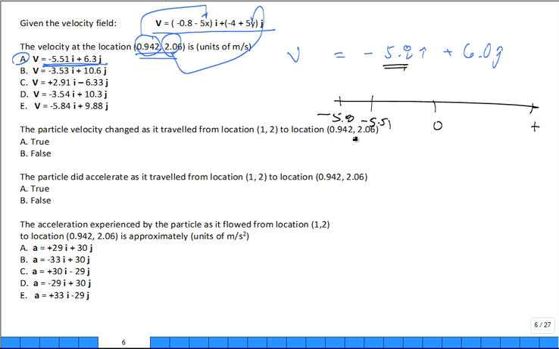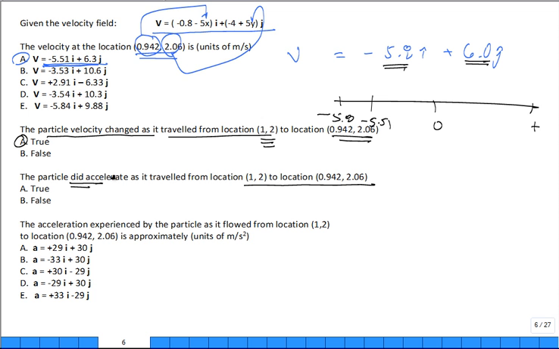Now let's take a look at the y. It started at 6. The speed is positive 6 in the y. And now it's 6.3. Accelerated in the y. The particle velocity changed as it traveled from this location to that location. True or false? True. The particle did accelerate as it traveled.